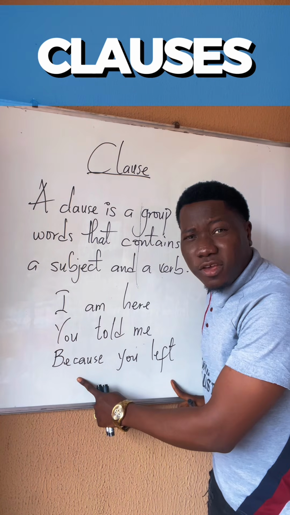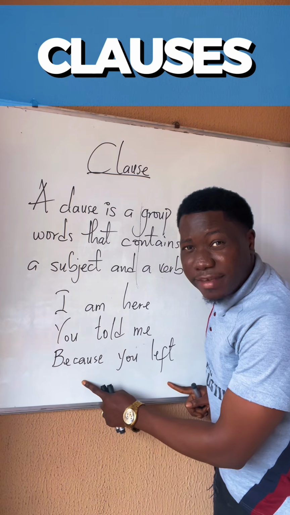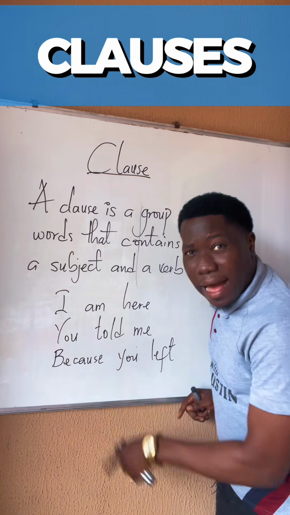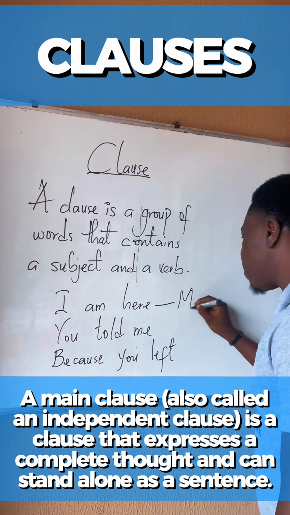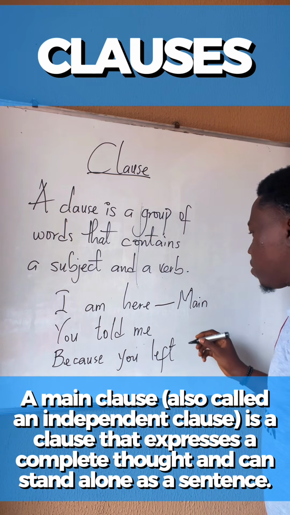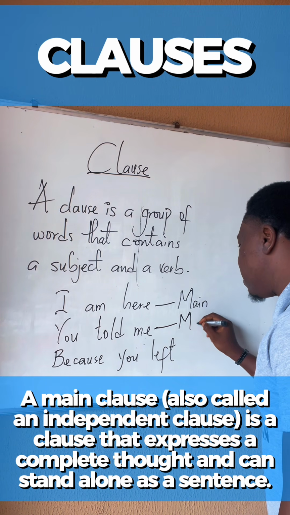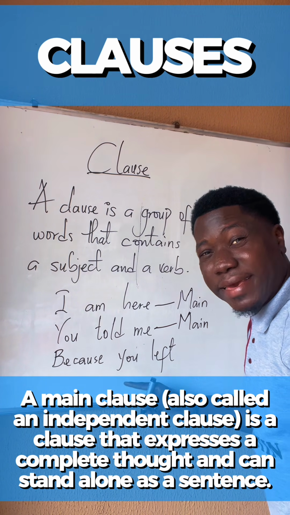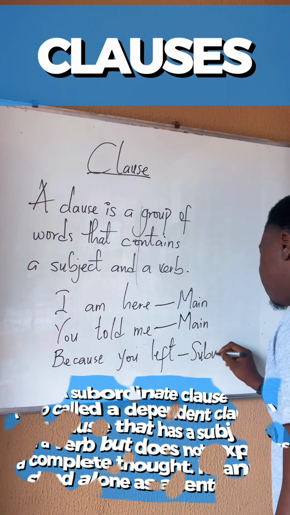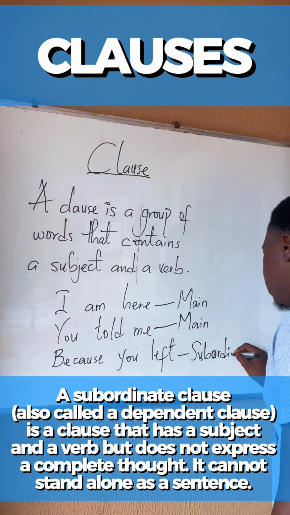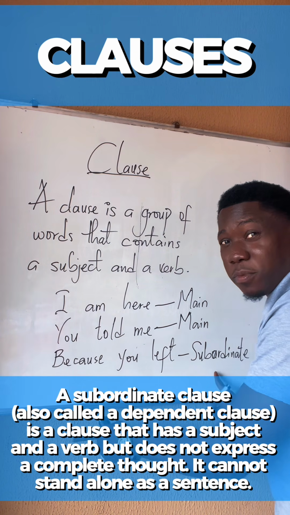But look at this. Because you left. What happened because you left? Now, that's not complete. The thought here is not completely expressed, but all are clauses. This is a main clause. This also, communicating complete thought, is a main clause. While this one, communicating incomplete thought, is called a subordinate clause.